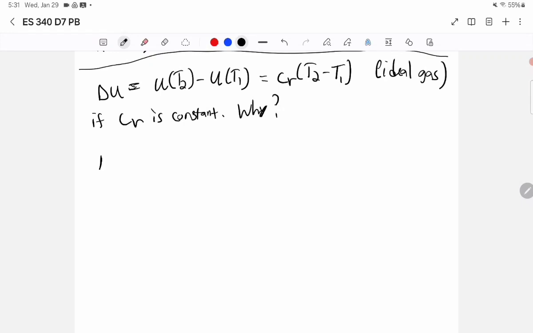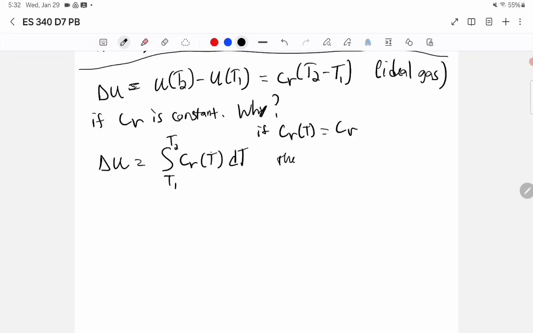Well, we can see quite easily, using our integral, that delta U was equal to the integral from T1 to T2 of CV of T dT. If CV is just equal to a constant, say CV, why not, then delta U would be equal to CV times the integral from T1 to T2 of dT. I'm pulling the CV out because it's a constant. And obviously that integral leads to this, right?